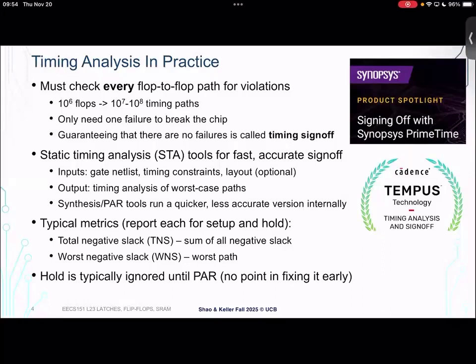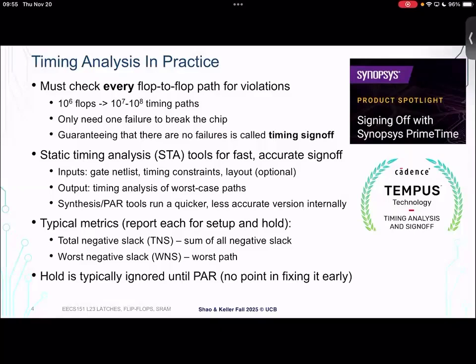And so with these STA tools, you input the gate netlists. You input the timing constraints. If you want, you can give it a layout, so it is aware of the layout-dependent effects, and it'll get more accurate results. And then it will output reports that analyze all the paths and tell you what the violations are, if any. And so you've seen similar reporting in your synthesis and place and route tools in the labs.